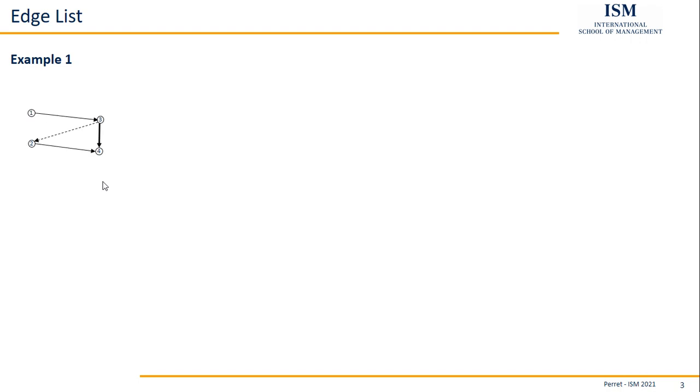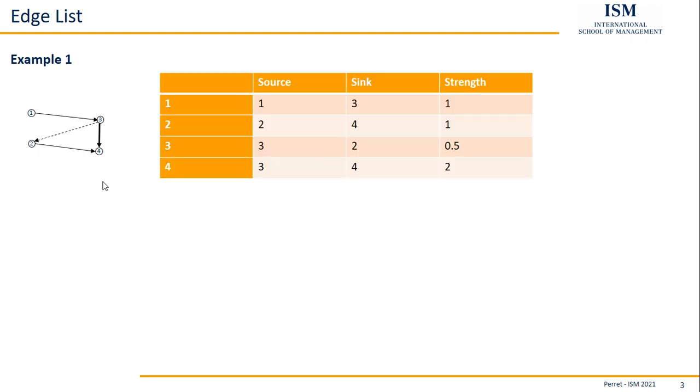So let's start with the first one, which we also have seen in the context of the adjacency matrix. That's here a simple directed network. We see here we have in total 4 different edges, so our edge list also contains only 4 entries.